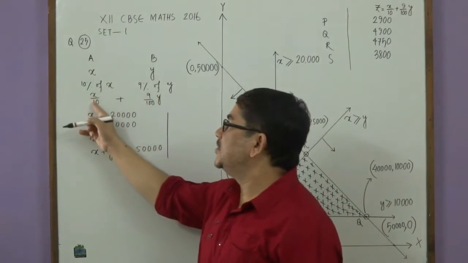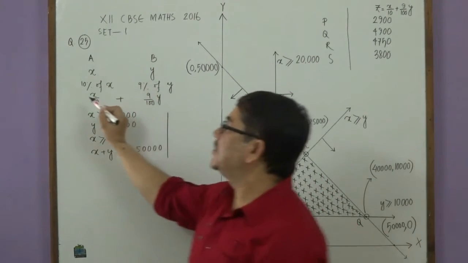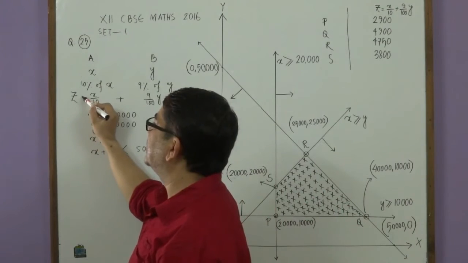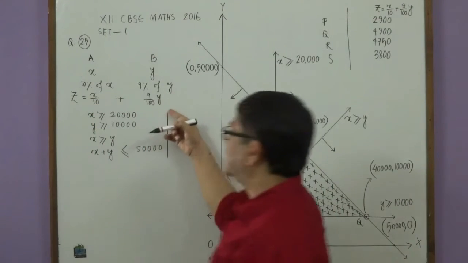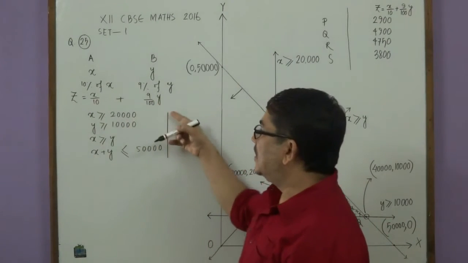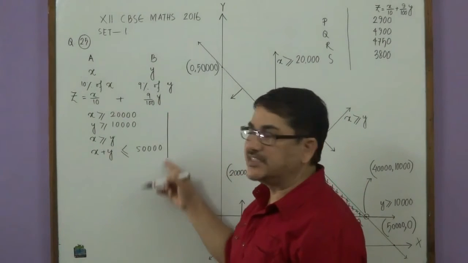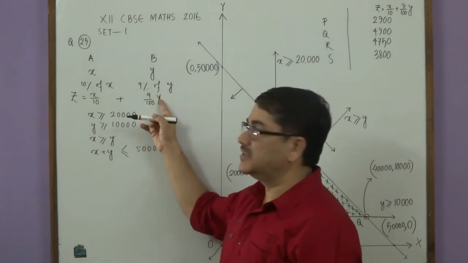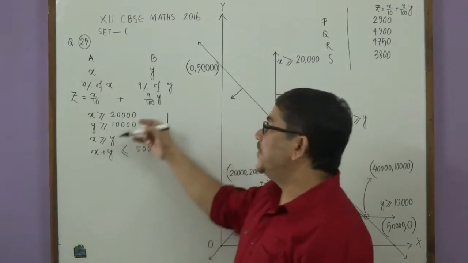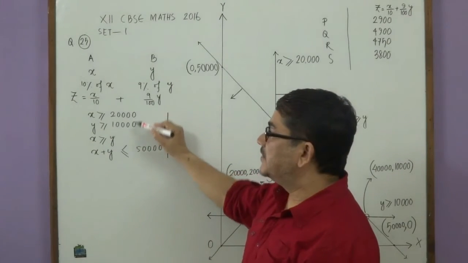So this is to be maximized. This is called the objective function. Let this be Z. These are called the linear constraints, and this is the objective function. Under these constraints, he has to maximize this. As we know, we have to draw the graph of all these.